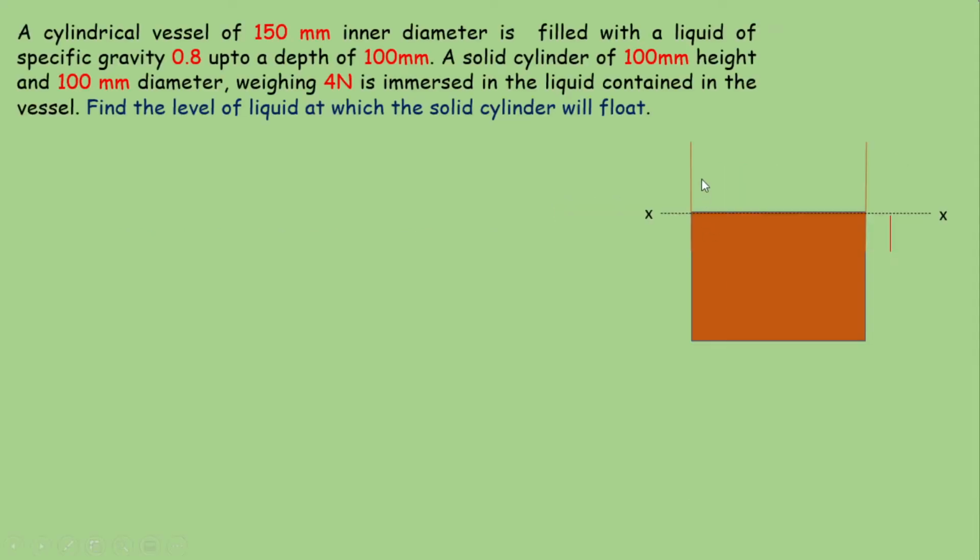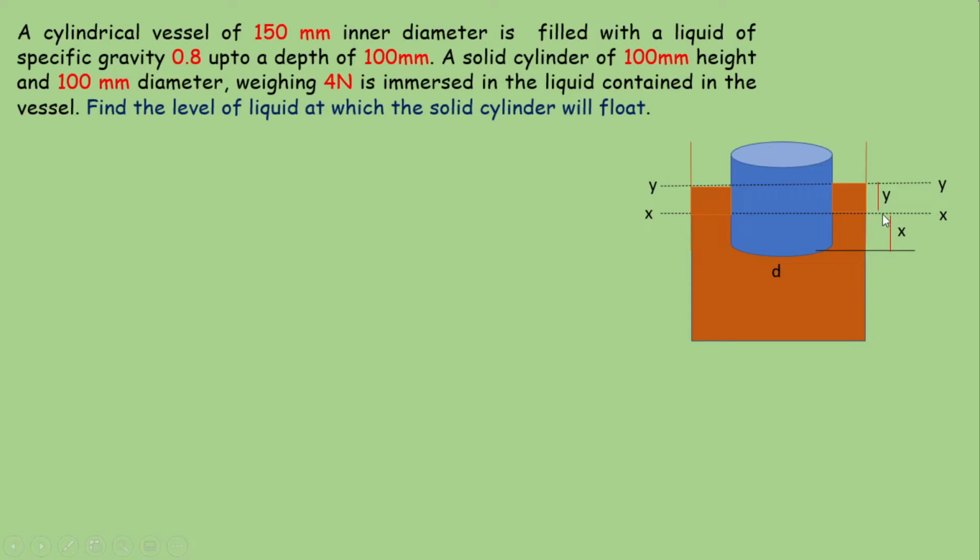The figure shows a cylindrical vessel of 150 mm inner diameter filled with a liquid of specific gravity 0.8 up to a depth of 100 mm. A solid cylinder of 100 mm height and 100 mm diameter, weighing 4 Newton, is immersed in the liquid contained in the vessel. Let XX be the initial level of liquid. When the cylinder is immersed in the liquid, the level changes, and YY indicates the rising level of liquid. We have to determine the level of liquid at which the solid cylinder will float.